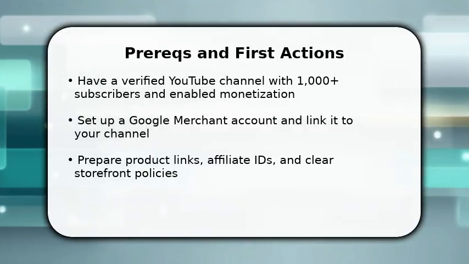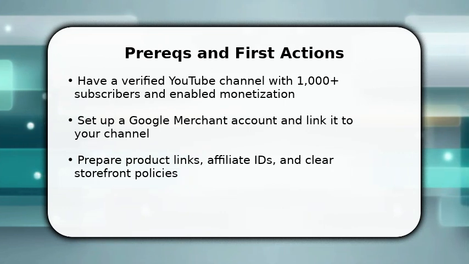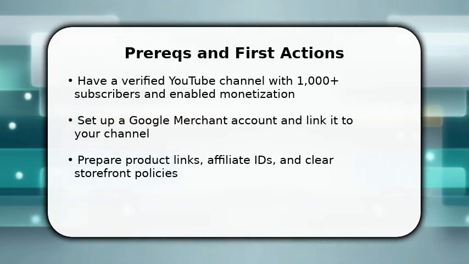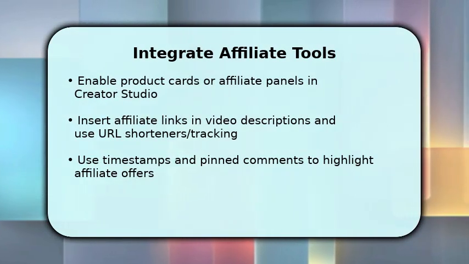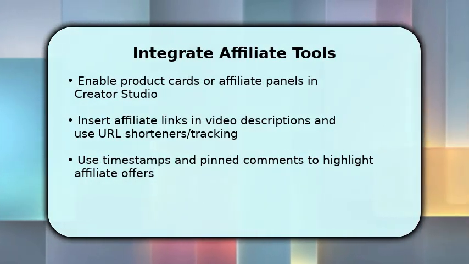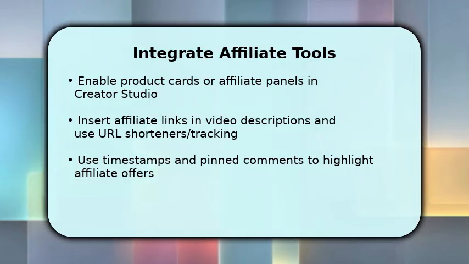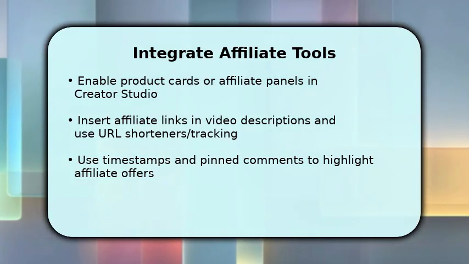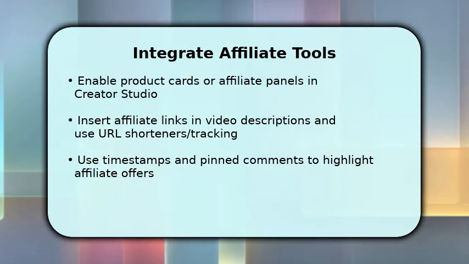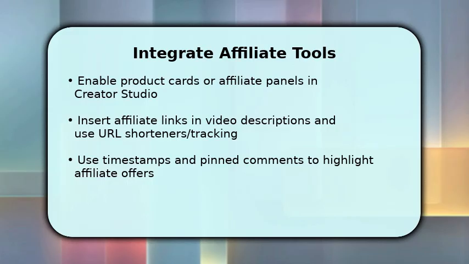Make sure your channel settings have the correct country, tax info, and contact details before moving to integration. Now integrate affiliate tools into your workflow. Open Creator Studio and enable product cards or affiliate panels where supported. Once enabled, add your affiliate links directly in video descriptions and apply UTM parameters or a tracking shortener to measure clicks and conversions.